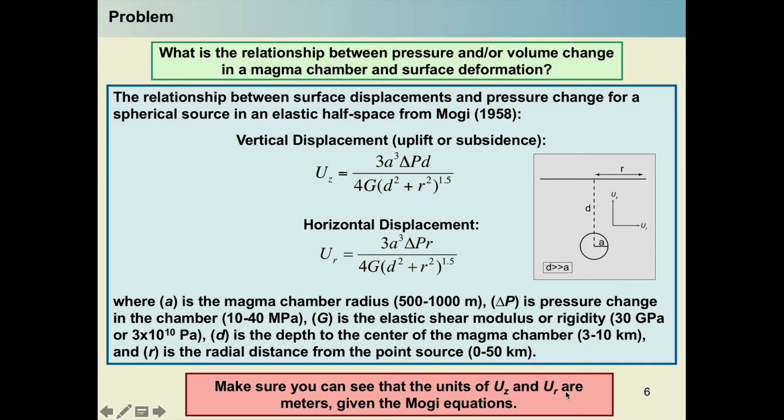Okay, so the units of U sub Z and U sub R are in meters given the Mogi equations. So you want to pay really, really close attention here when you're doing your homework problem set to unit conversions, because you're going to have to convert from meters to kilometers or vice versa. You're going to have to convert from gigapascals and megapascals to pascals and vice versa. So you need to do a full unit analysis when you're working with these equations for your homework problem set, or you're going to get answers that are orders of magnitude off from what they should be.